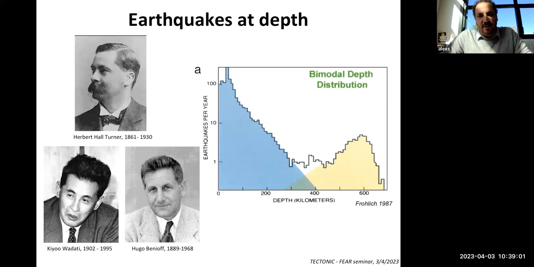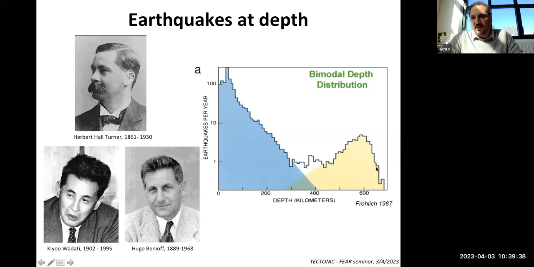If we go deeper in the subduction zone now, it's been approximately 100 years that we know that earthquakes happen below the surface of the Earth. As you see here in this old figure from Frohlich in 1987, the number of earthquakes per year as a function of depth shows that from about 50-kilometer depth, there is an exponential decay of seismicity down to a minimum reached around 300 or 350 kilometers.